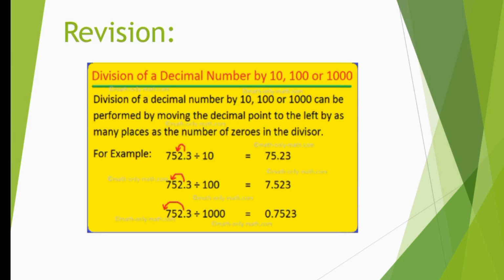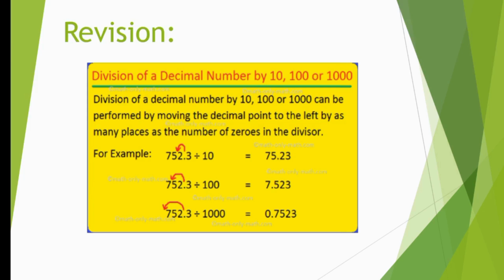This is the concept of division of decimal numbers by multiples of 10, 100 or 1000. First example is 752.3 divided by 10. Students, we have already discussed it. When there is 10 in the denominator, how many zeros are there? One 0. So we put the decimal to the left side, only one digit, because there is only one 0 in the denominator. So it becomes 75.23.